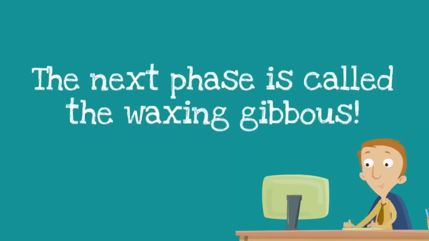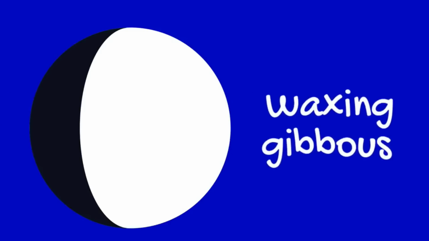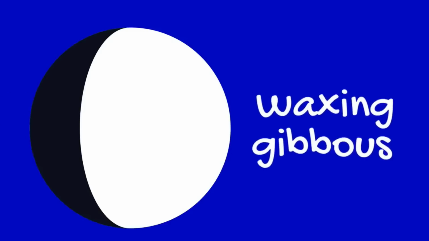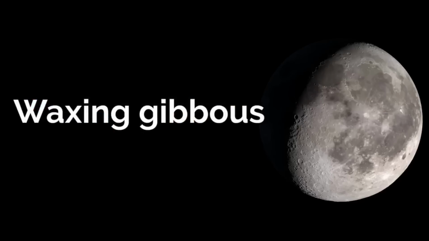The next phase is called the waxing gibbous. Waxing gibbous. Wow. Weird name. A waxing gibbous is more than half lit, but not quite fully lit. It is the 4th phase of the moon. A waxing gibbous is more than half lit and, like all of the waxing moons, is lit on the right side. Here is a photograph of a waxing gibbous.